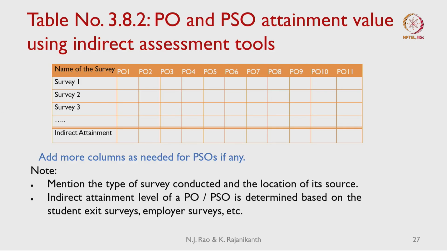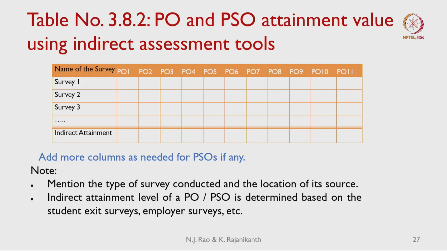Then we also have the indirect way, as I mentioned, through surveys. Surveys can be from the graduating students, final year students who have just completed their exams. It can be from alumni, it can be from employers. So, mention the type of survey conducted and the location of its source, where you are getting that data, and samples of that data also must be made available. Then the indirect attainment level of a PO or PSO is determined based on these kinds of surveys: graduate exit survey, employer survey, alumni survey, etc.